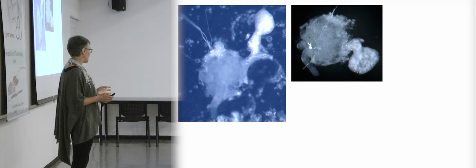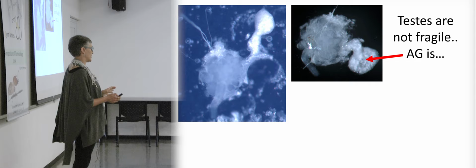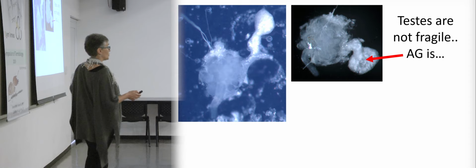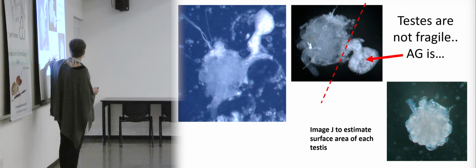The accessory gland is a different story. Sometimes you pull the testes, and it comes nicely with the accessory gland. Most of the times you pull the testes, and there's no accessory gland. So in order for me to be consistent, I always use testes without the accessory gland, so I had to remove it. Okay? And so that's what we had. This is a photo of the testes, and we then used ImageJ to try to figure out the surface area.